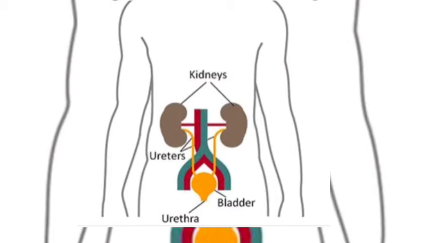The urine contains 95% water, 2.5% urea and 2.5% other waste products. So these are the constituents of urine.